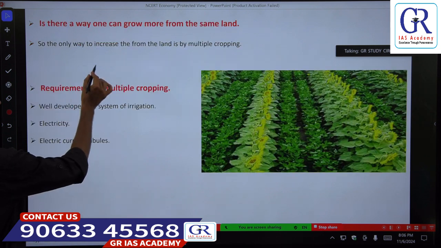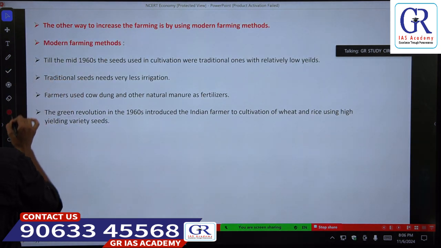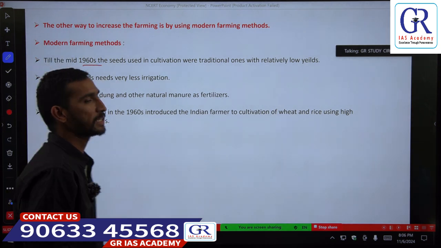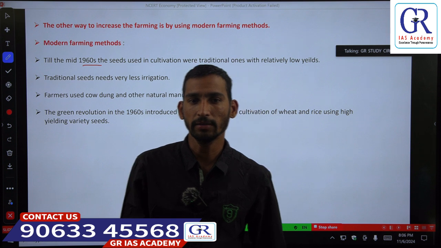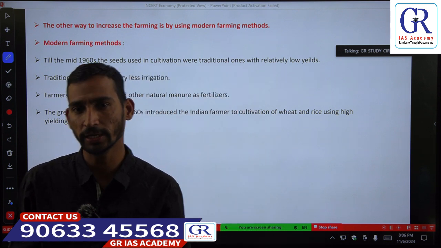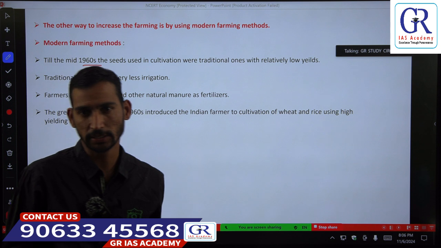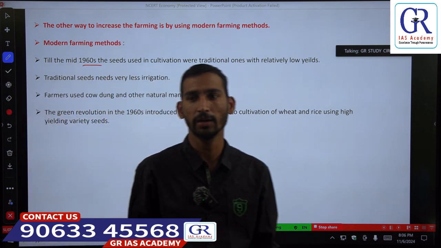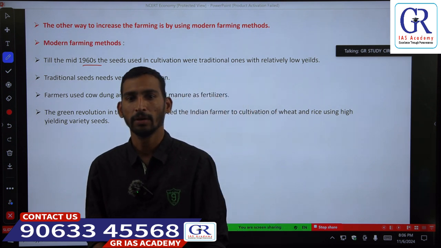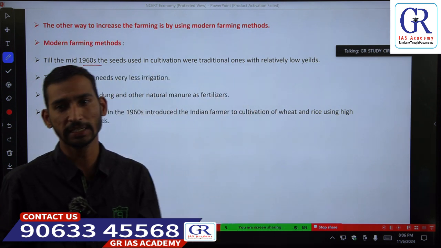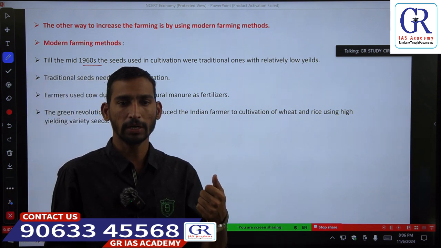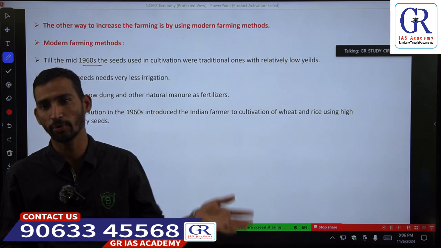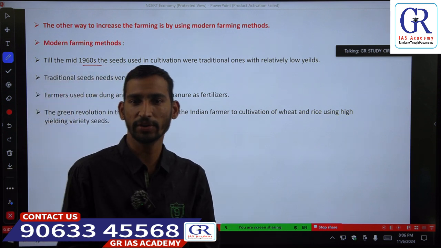So till the 1960s, the government went for various measures to increase the production levels. Especially they went for land reforms, like abolition of the zamindari system, tenancy reforms, the land ceiling act, and also consolidation of land holding acts. So these are the various land reforms that were brought by the government of India after independence.